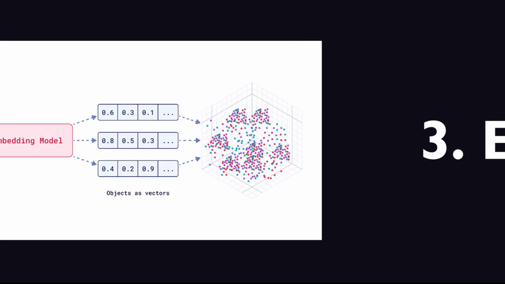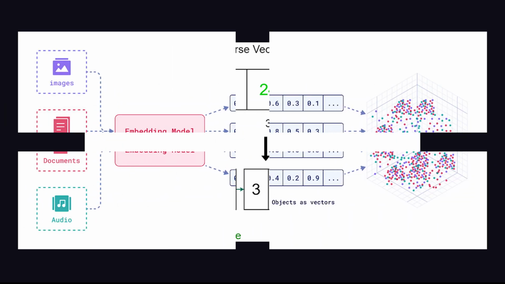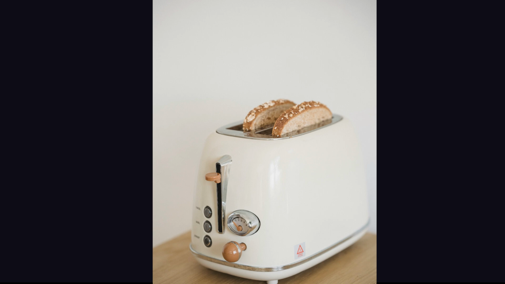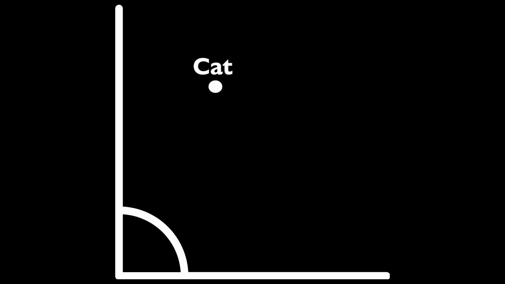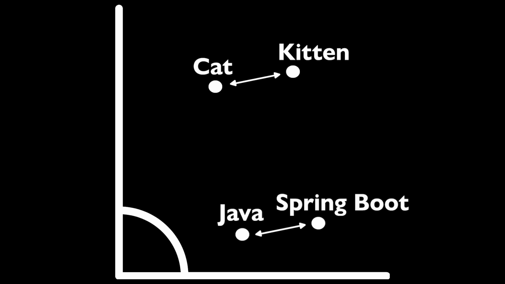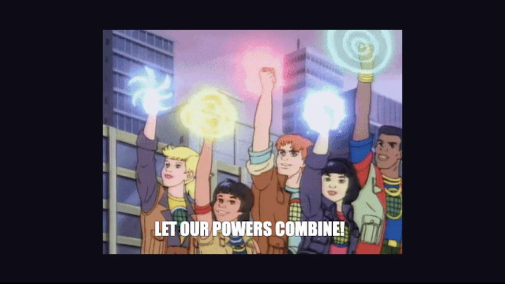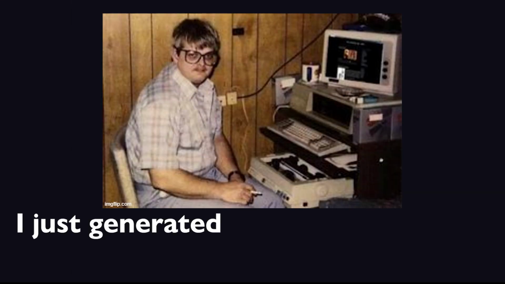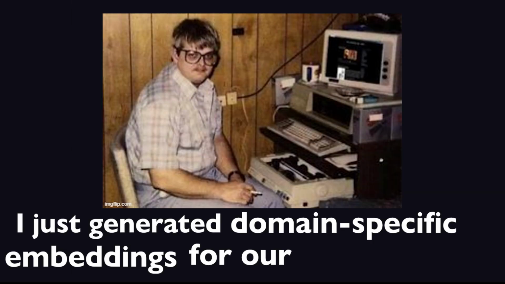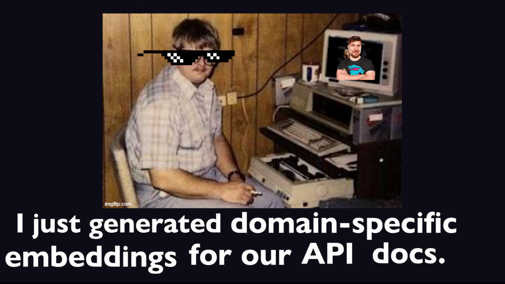Embeddings. An embedding is a way to convert text into numbers, specifically dense vectors, so machines can do mathy things with it. It's like giving the machine a gut feeling for how similar two things are. Cat and kitten will be close in a vector space. Java and Spring Boot might be near each other, and Java and job security might be in another galaxy. Embeddings are how models remember, retrieve, and rank information in RAG and search systems. Say, I just generated domain-specific embeddings for our API docs. Then go back to watching YouTube.